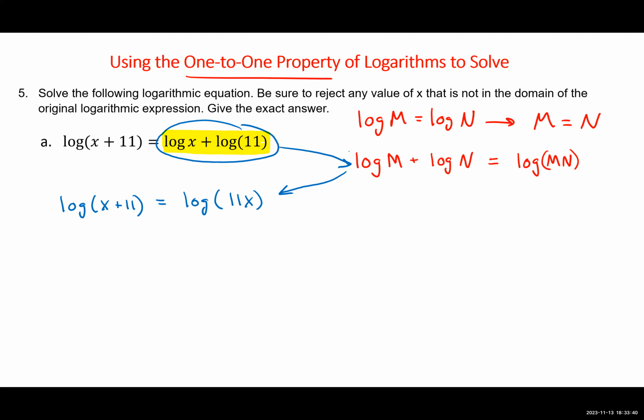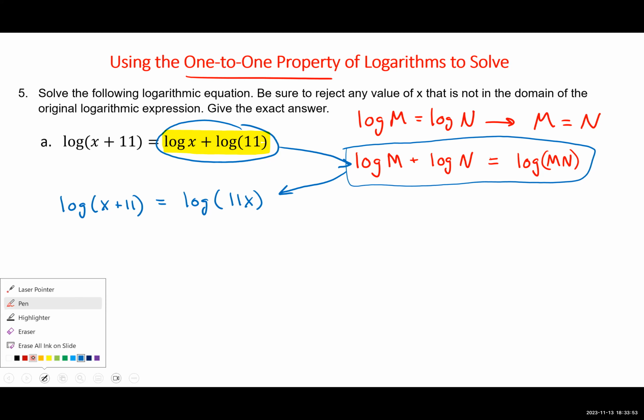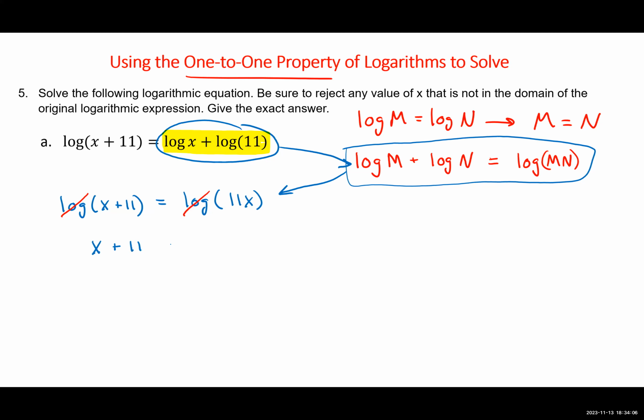Right, based on this rule right here, we went from step 1 of our original problem to the next step. Then we're using the one-to-one property, which is when we have a single logarithm on the left and a single logarithm on the right, it essentially allows us to cancel. So we've got x plus 11 is equal to 11x. When you have a single logarithm on each side of your equation, you can essentially cancel the logs.